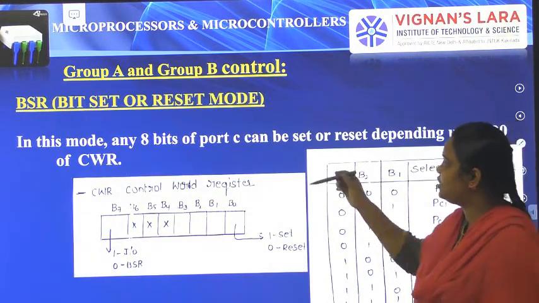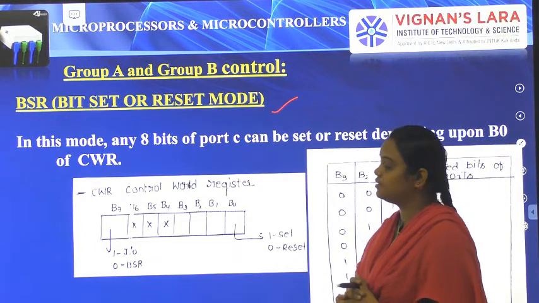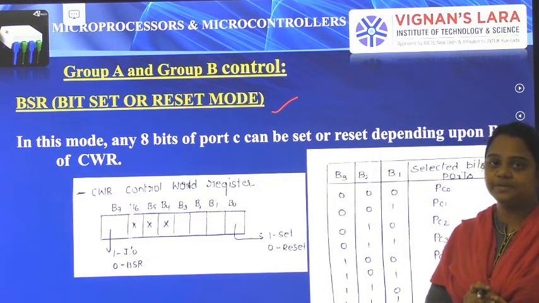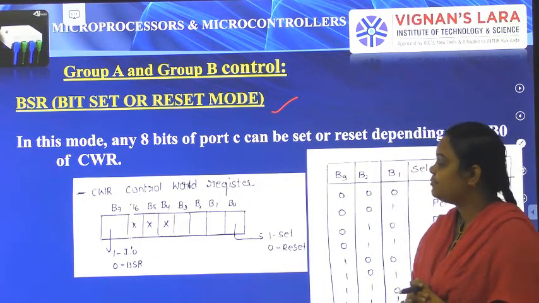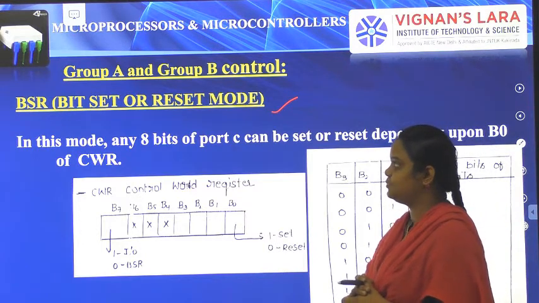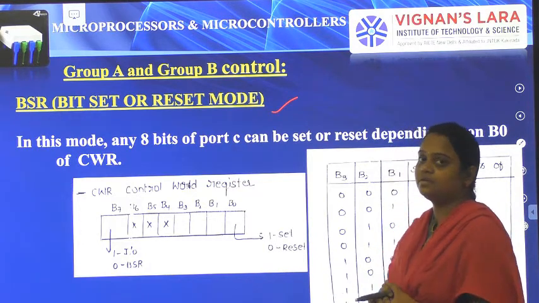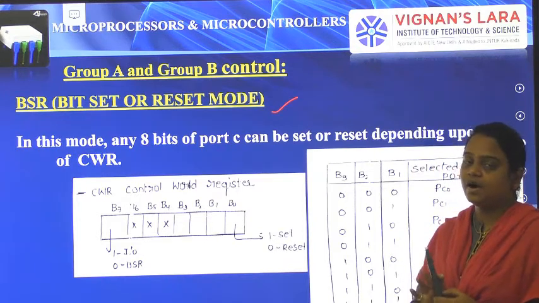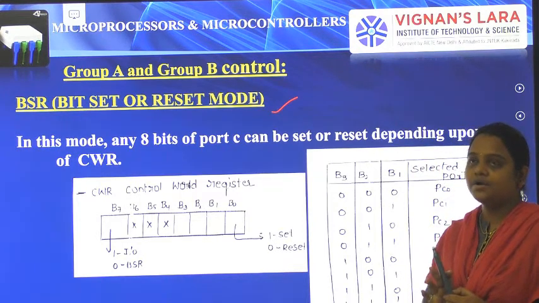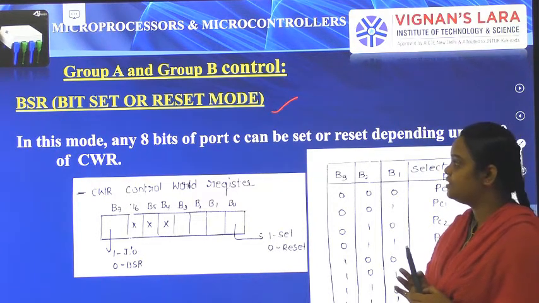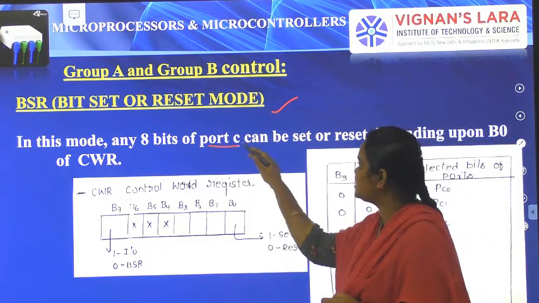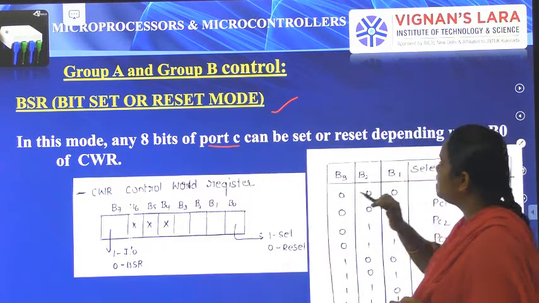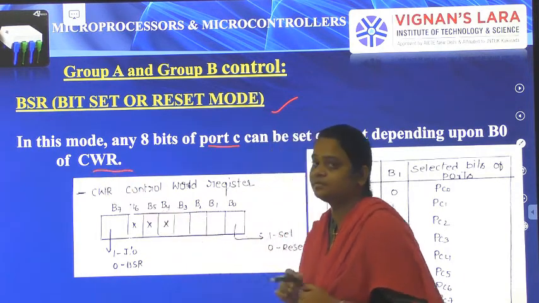Coming to the bit set/reset mode, it is another mode in the 8255 programmable peripheral interface. Bit set or reset means a bit will be on or off. In this mode, any of the 8 bits of port C can be set or reset depending upon B0 of the CWR.